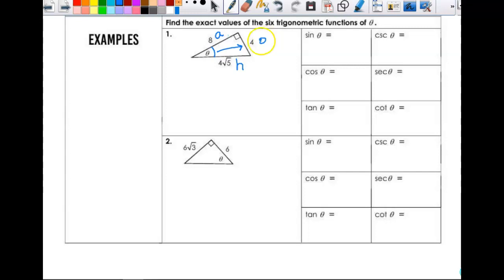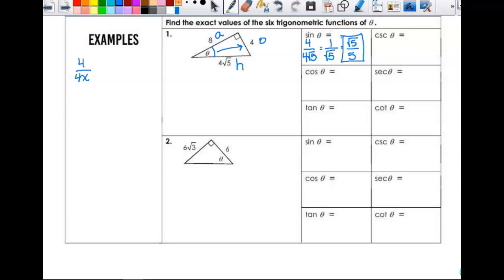Sine, I know, is opposite over hypotenuse, so it's 4 over 4 square roots of 5. Can I reduce that? Can I cancel the 4's out? Maybe. If you're not sure what to do with square roots, think about them as variables. 4 over 4x, can you cancel the 4's out? Yeah, you totally can. What would this leave me with? 1 over the square root of 5. Can I leave it like that? No, I have to rationalize the denominator, and when I do, what do I get? Square root of 5 over 5. Yep.